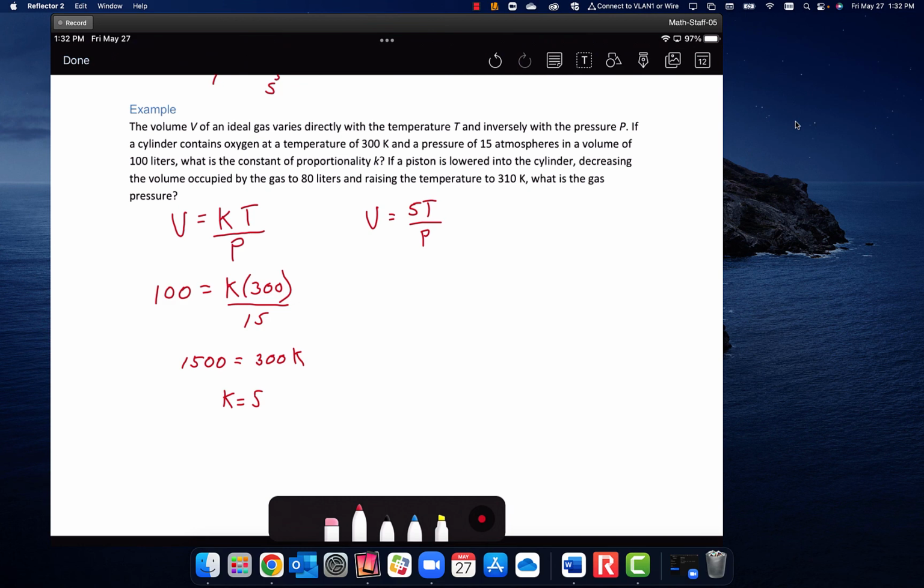If a piston is lowered into the cylinder, decreasing the volume occupied by the gas to 80 liters, so our volume is 80, and raising the temperature to 310, what is the pressure? Cross multiply. 80P is equal to 1550. Divided by 80, and we get that our pressure is 19.375 atmospheres.